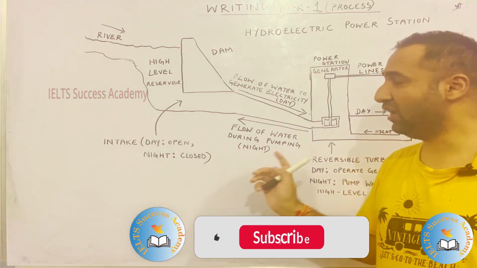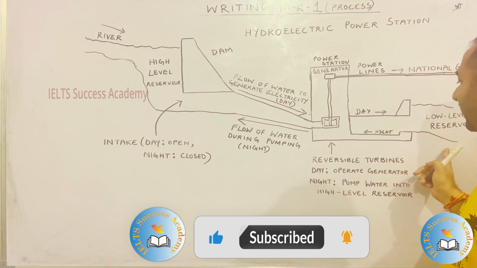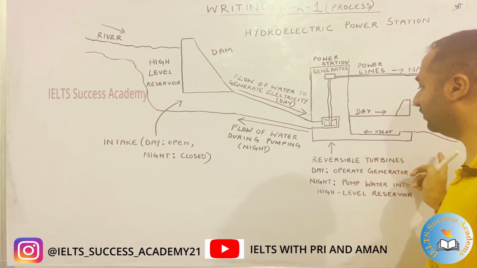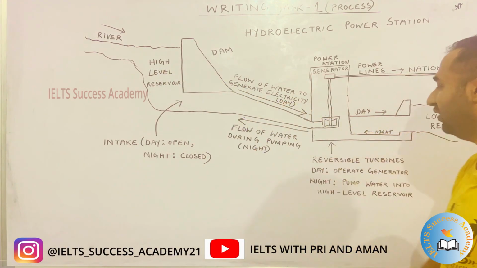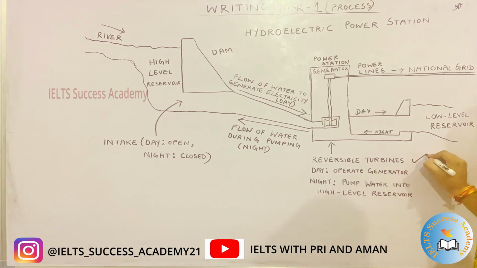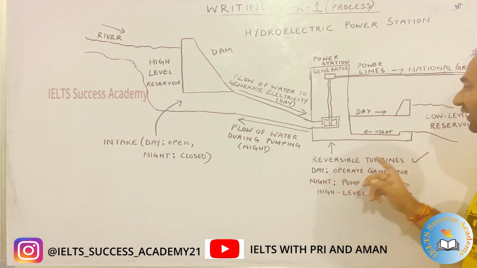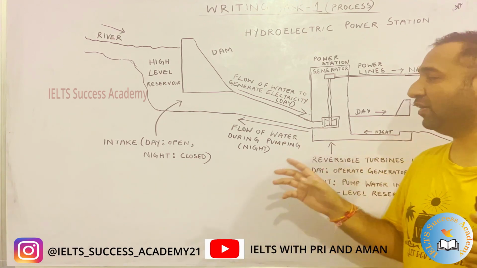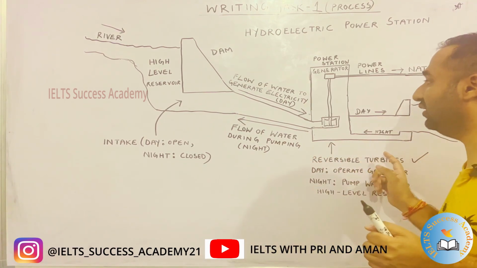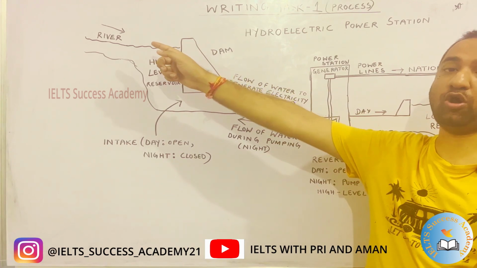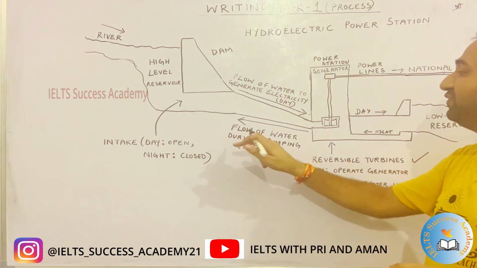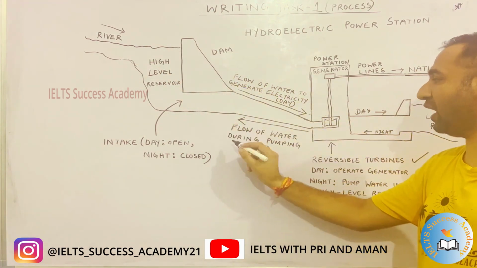Now, how does this happen? How does the water move during the night time from the low level reservoir to the high level reservoir? Through these reversible turbines. When the reversible turbine is operating, it creates a pressure which makes the water run through the opposite direction. It moves upstream. The water is moving upstream.